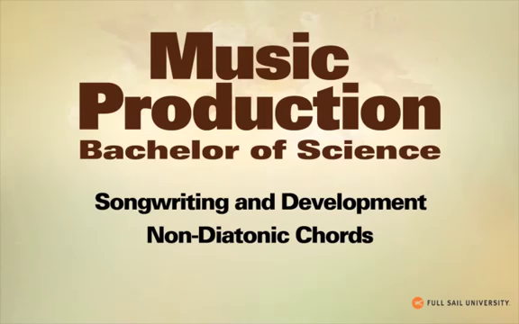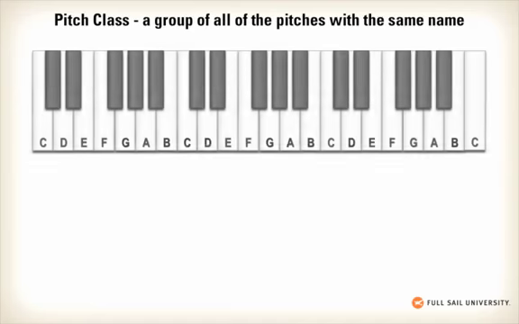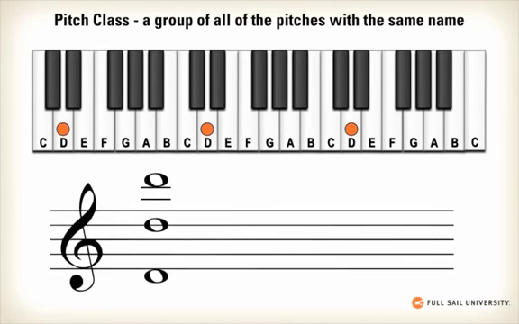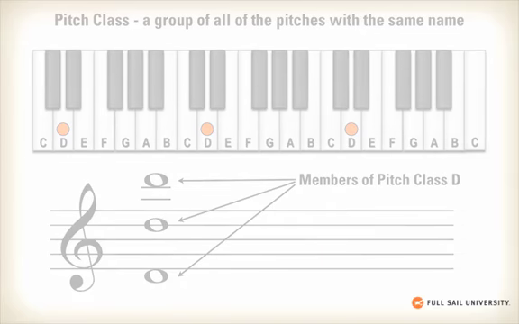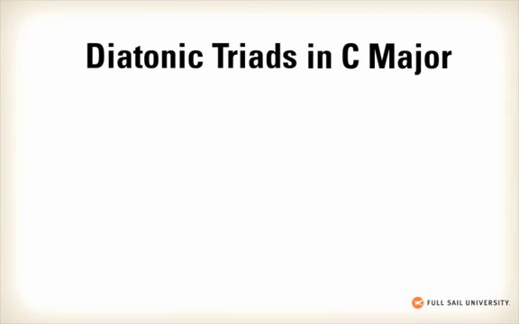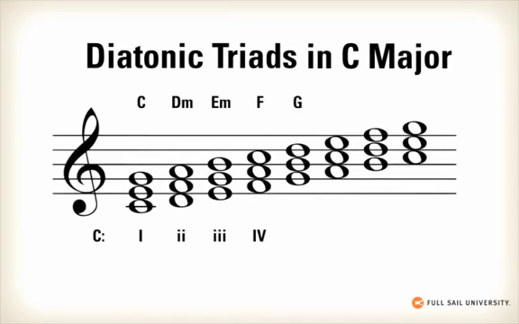As discussed in the lesson on diatonic harmony, we can build a triad on any major scale degree, using only pitch classes belonging to the key. Recall that a pitch class is a group of all of the pitches with the same name. The resultant chords will have predictable qualities: major, minor, minor, major, major, minor, diminished.